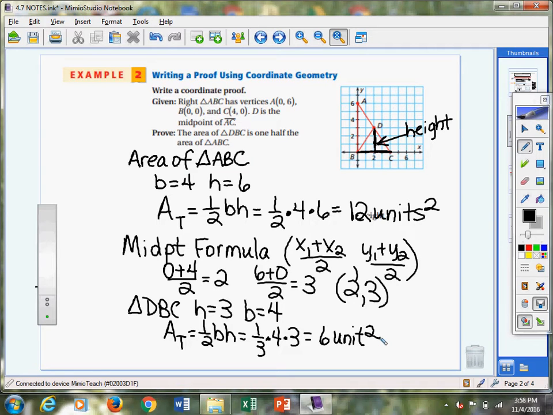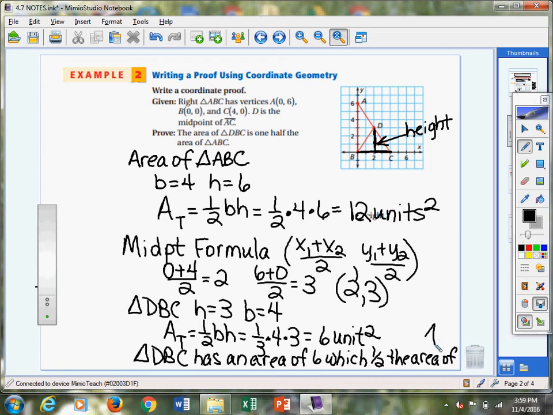So as you look at this, you can see that we can prove numerically that triangle DBC has an area that is 1/2 the area of triangle ABC, because we know that 6 is 1/2 of 12. And so that's why you're able to prove that. So if we did a final summation, triangle DBC has an area of 6, which is half the area of triangle ABC. So that's awesome. That's how you sum it all up. You let the numbers, that's what coordinate proofs do. You really let the algebraic numbers push and drive this whole process.